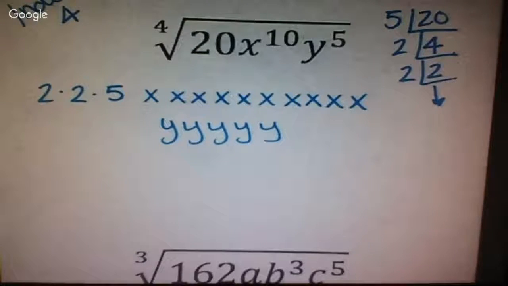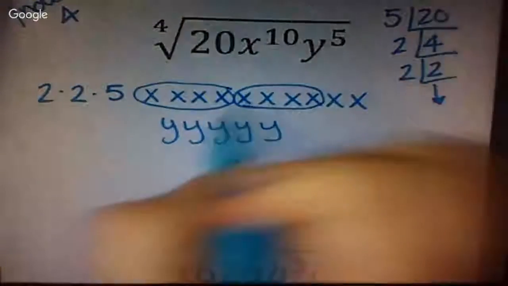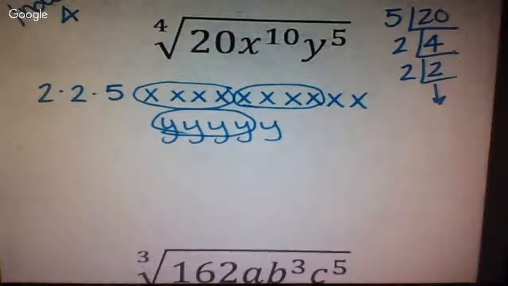Okay. So I'm grouping in 4s. So can I group 2s? No. Can I group 5s? How many groups of X's should I have? 2. 1, 2. How many groups of Y's? 1. So why are you grouping 4? Because the index is 4. Whatever the index is, that's what you circle. So if you look at the first one, it was square root, so we grouped in 2s. The third one was the cubed root, so we grouped in 3s.